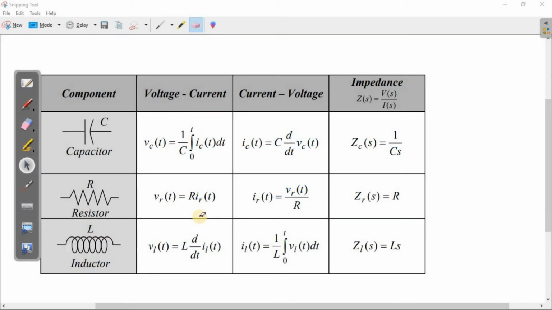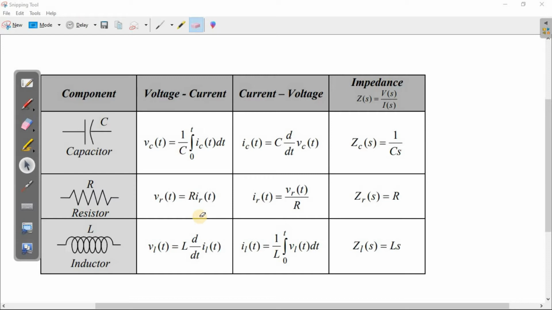My name is Durvil and today I'm going to show you how to solve questions about electrical networks. For you to be able to solve questions about electrical networks, you must understand how this table works. You can see in this table we have three components. We have the capacitor, the resistor and the inductor.